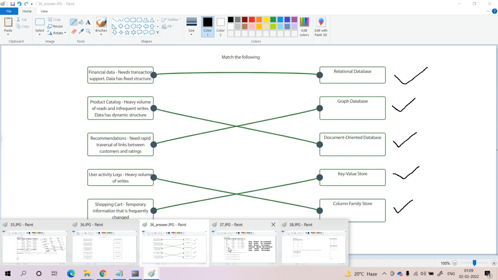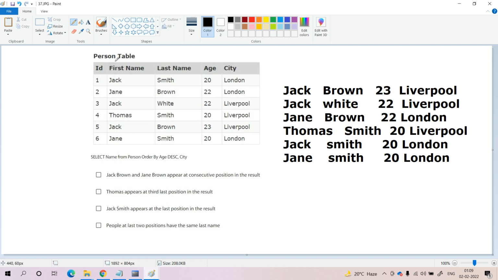Coming to the next question. So here the question is, we have one person table. In the person table, the query is select name from the person. We need to select the name of the persons ordered by age in the descending order. Descending in the sense higher age to lower age, comma city. Ordered by age in the descending order, comma city in the alphabetical order. City is in the ascending order.